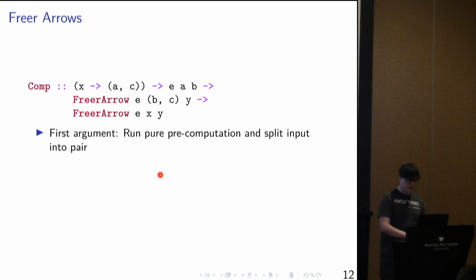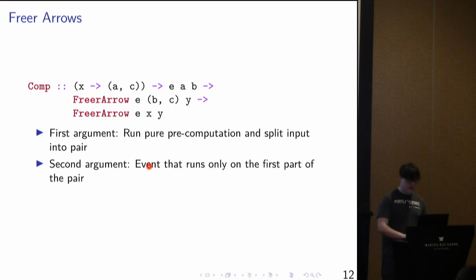So looking at this composition constructor, our first argument is a pure computation which returns a pair. So it's kind of doing two things. We can do whatever we want to the input as long as at the end we package it up into a pair. And the reason we do this is that the effect takes in an A as an input, and sometimes we want to have a part of the input that doesn't run through the effect.